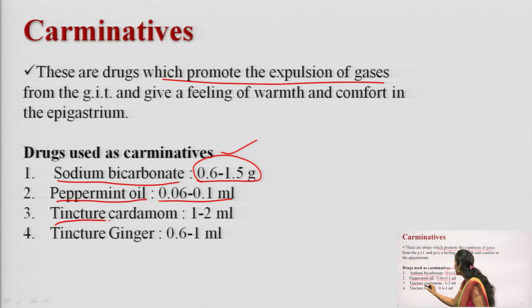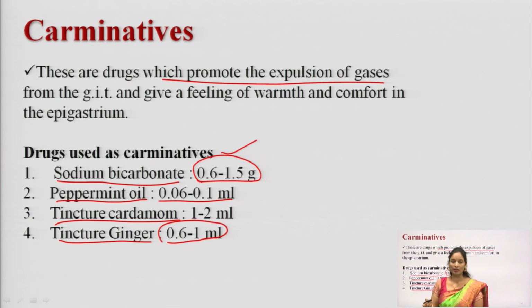Next, tincture of cardamom. If you give 1 to 2 ml of tincture of cardamom, it can act as a carminative. And the last one, tincture of ginger. 0.6 to 1 ml of tincture of ginger can act as a carminative. So, these are the drugs which promote the expulsion of gases: sodium bicarbonate, peppermint oil, tincture of cardamom and tincture of ginger. In their respective doses, these drugs act as carminatives which expel the gases.